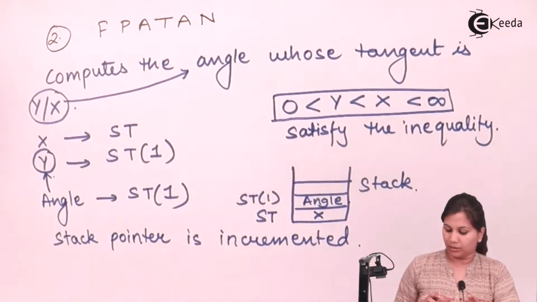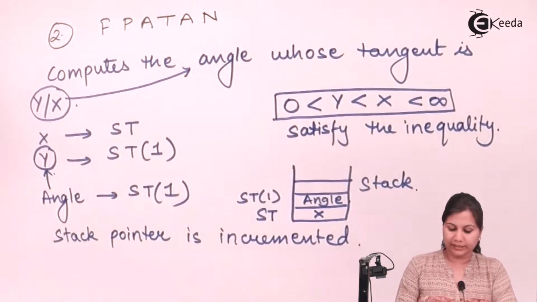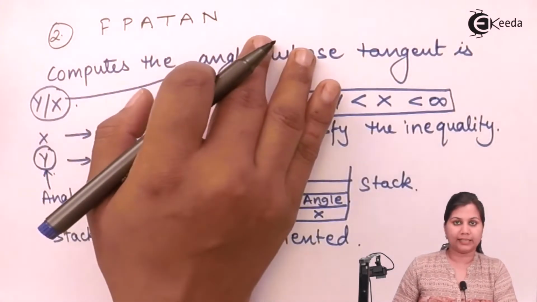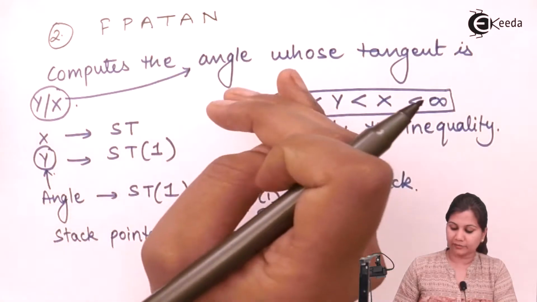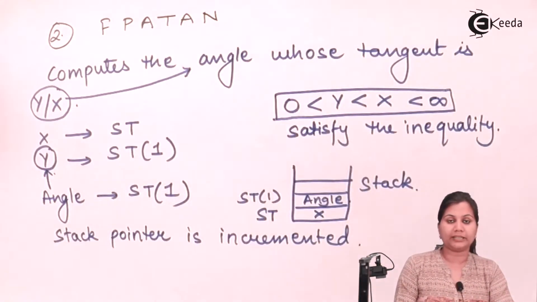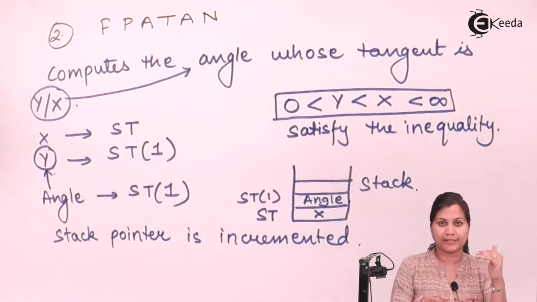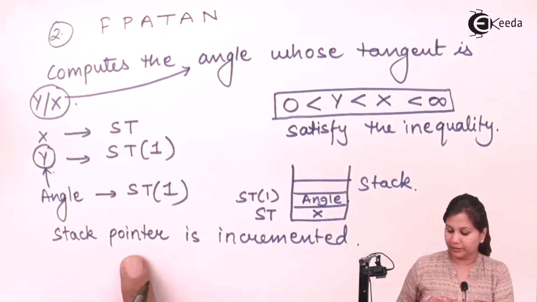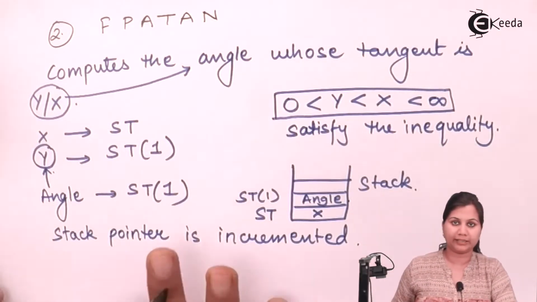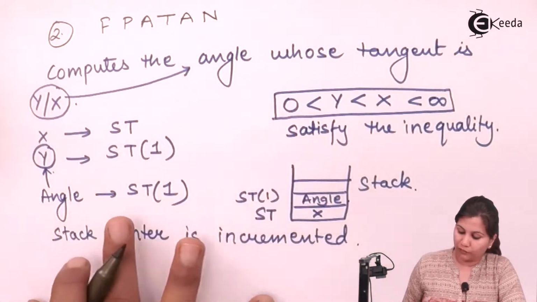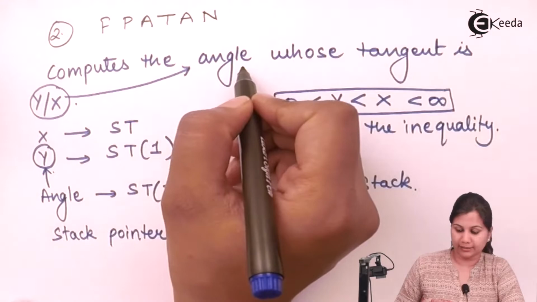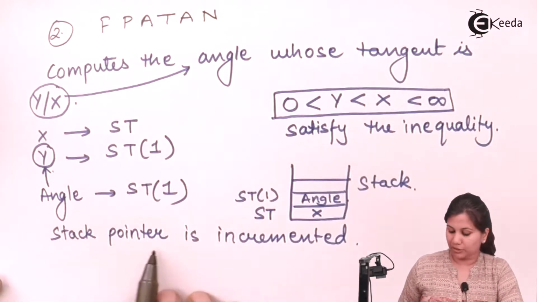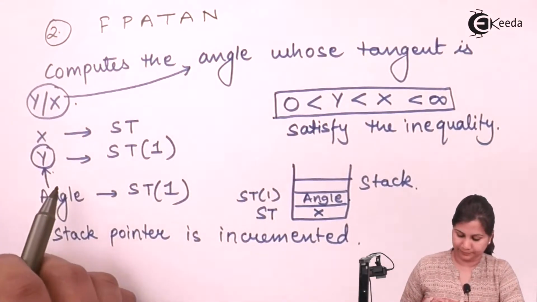Okay, so that is the difference between the earlier instruction, FPTAN, and FPATAN. The difference is that in the earlier one we were calculating the tangent ratio, that is y by x. In this one the angle is calculated. Also, additionally, the stack pointer is incremented in this instruction. So overall, this instruction computes the angle and stores that result at the position ST1. And after this operation, the stack pointer is incremented.